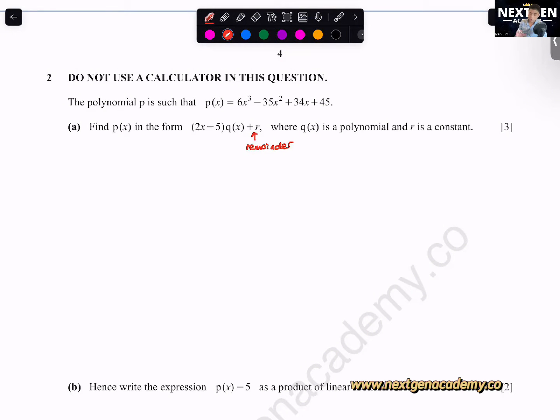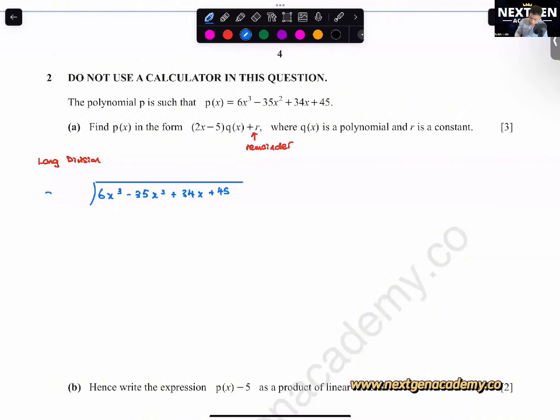Okay, so what we will do, how do we solve or how do we factorize cubic type of expression? We will need to do long division. Okay, let's do a long division. For any sort of factorizing or solving type of question for cubic, we have to use this method. So let's write down 6x cubed minus 35x squared plus 34x plus 45. Okay, I want to divide it by 2x minus 5. Okay, let's divide this. We'll get 3x squared.